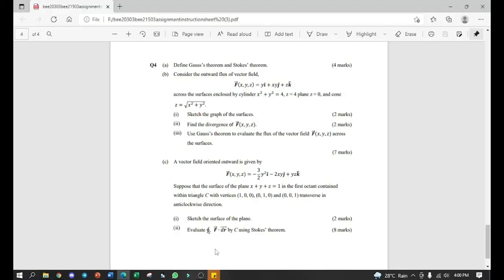Assalamualaikum, my name is Muhammad Faiz bin Hamdan. Today I want to explain question 4c. First, we have to sketch the surface of the plane using these coordinates. Then we have to evaluate this equation using Stokes theorem.